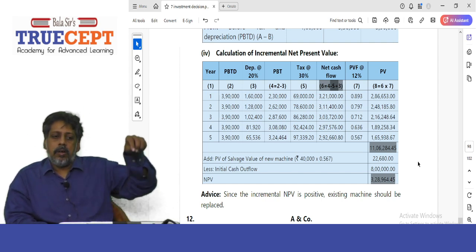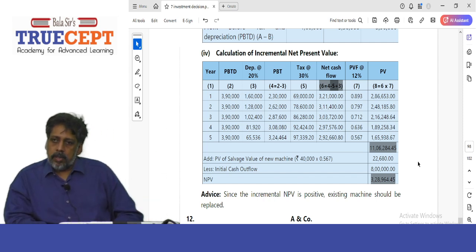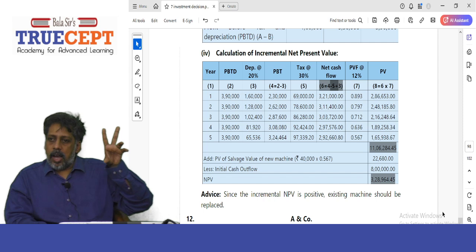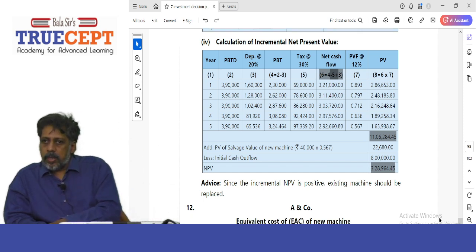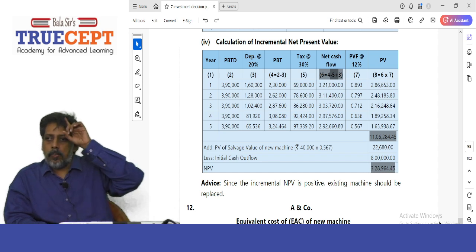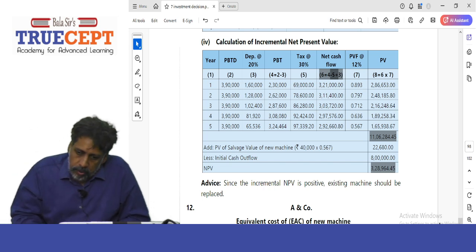Therefore, it is worth investing in the new machine. Please throw the old machine. You can sell the old machine for 2 lakh, no problem. Understood? So please remember, whenever the data regarding old and new machine is given, and it is a question on replacement decision, then you are supposed to follow which approach? Incremental cash flow approach. Is that fine?